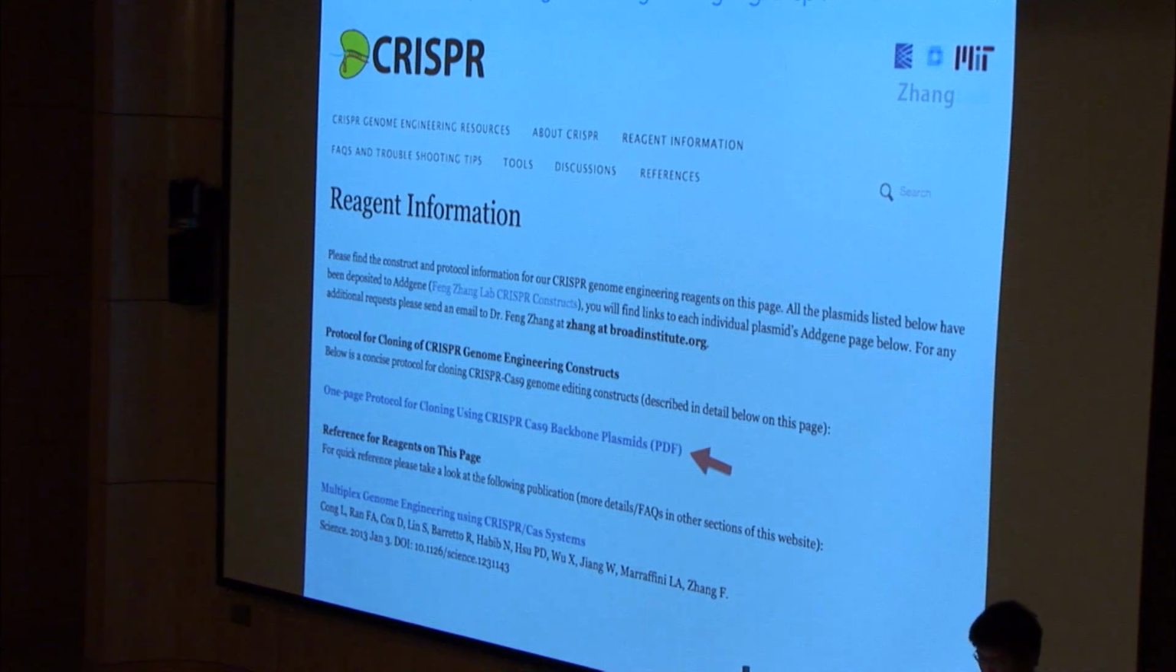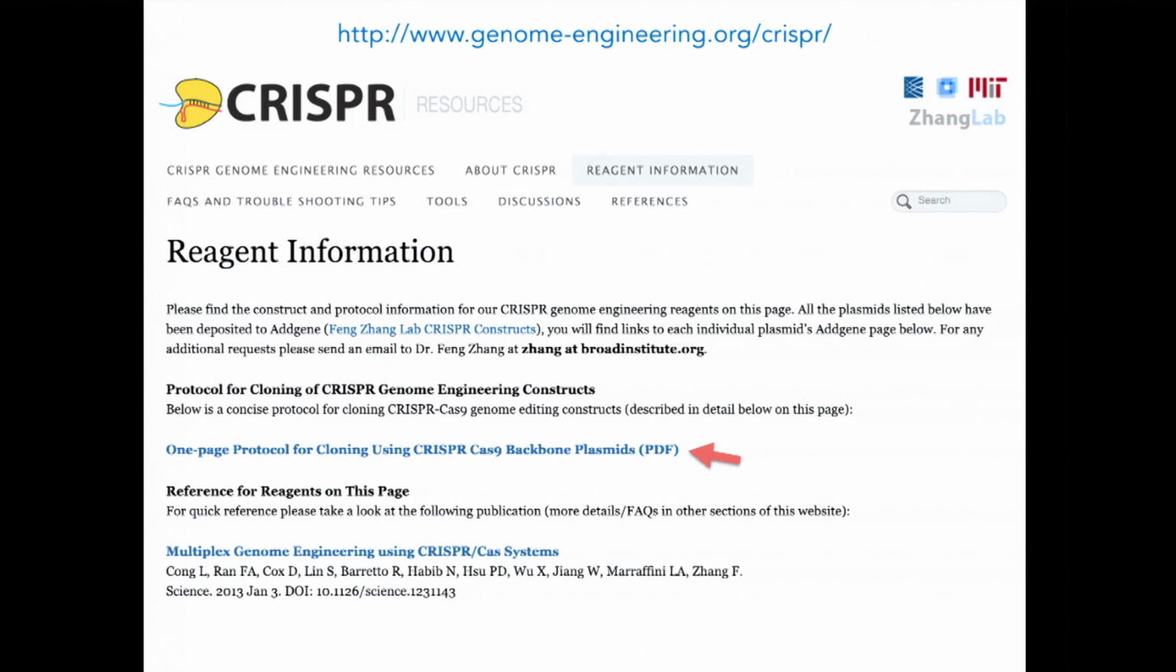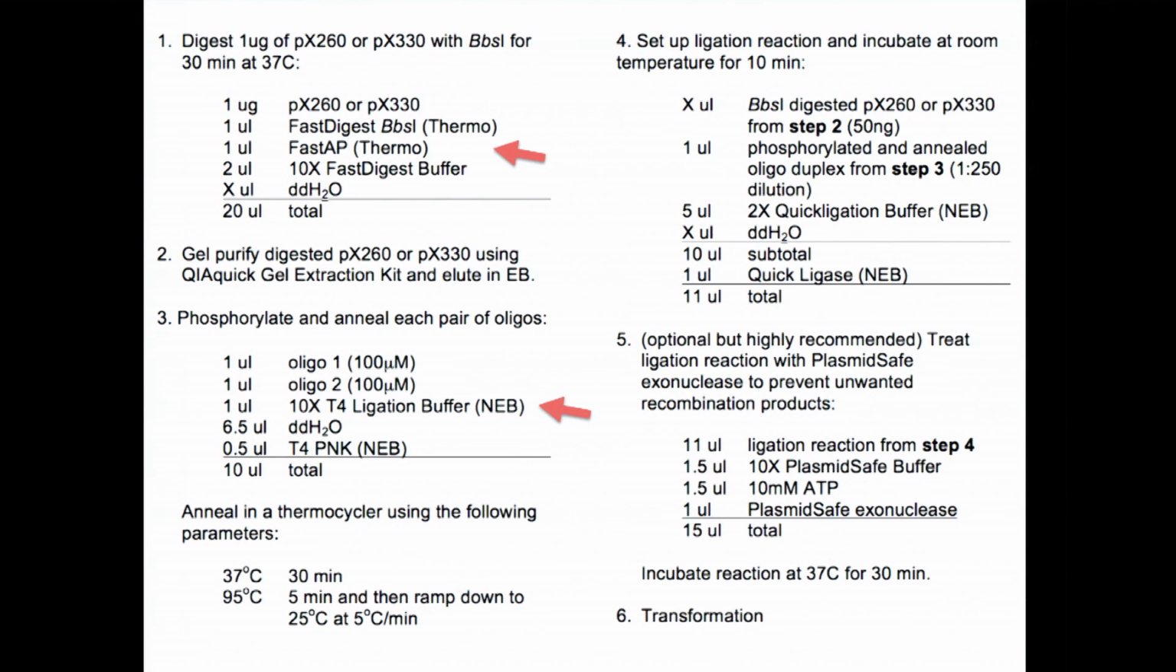On our website, there are some protocols about how we go about cloning these guides. One of them is here. So we take the vector and we digest it with BbsI. In a separate step, we anneal the 2 primers together to get the insert. And then we ligate the 2 pots together. This usually is very efficient cloning. When I do this, about 90% of the colonies have the correct insert. And there's usually several hundred colonies on one of the small ampicillin plates.